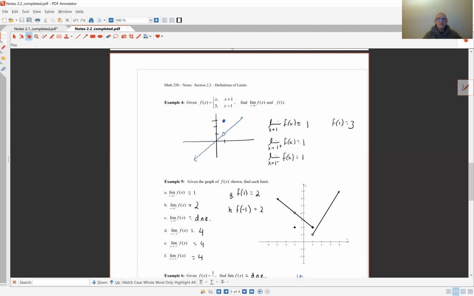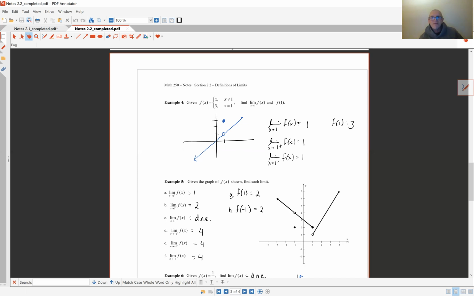Okay, so in this case, let's look at example 4 here. We can't use direct substitution here. So let the function be f of x for all values of x not equal to 1, f of x equals x, the slope of 45 degrees. But at x equal to 1, we'll say f of x is equal to 3.